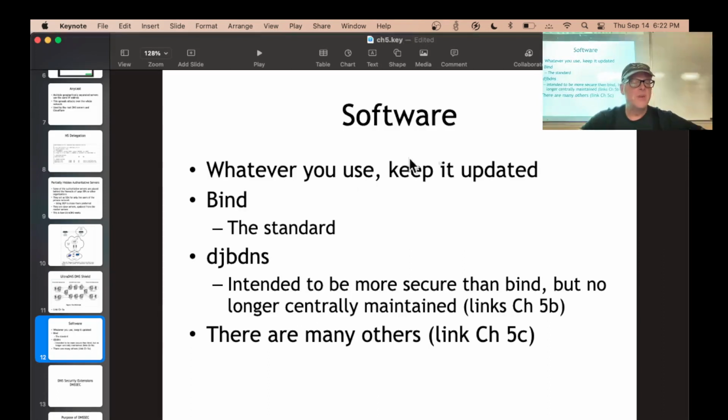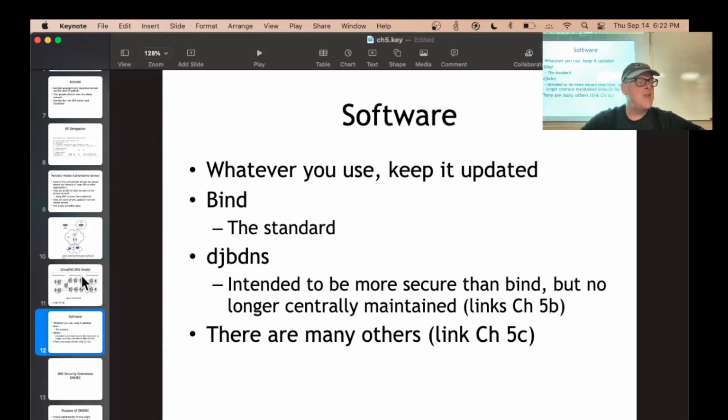Also, software has vulnerabilities. BIND is the standard, and there used to be another one called djbdns, but it seems to be abandoned. But there are many others. But whatever you use, you have to keep it updated because people keep finding vulnerabilities in it. What's that? BIND is the server software that you run on Linux. It was the original DNS server software, and a lot of people still use it.